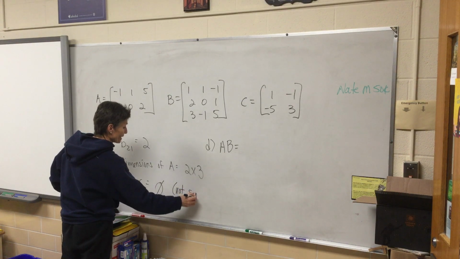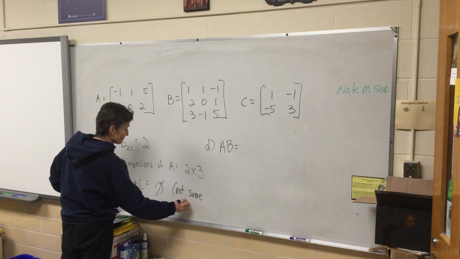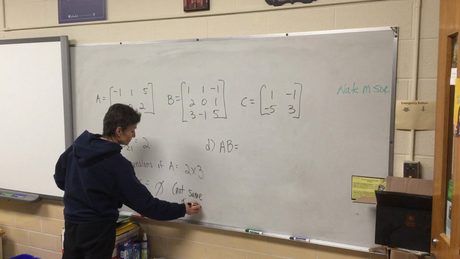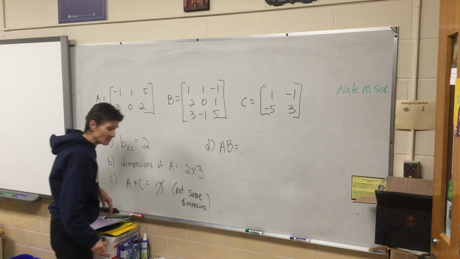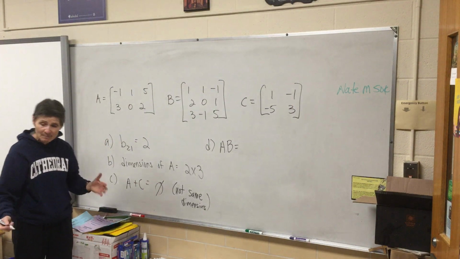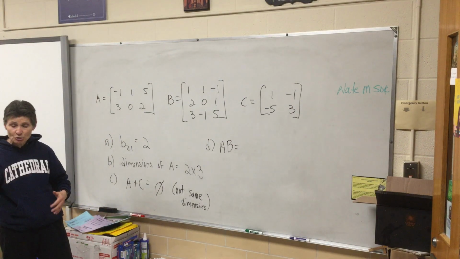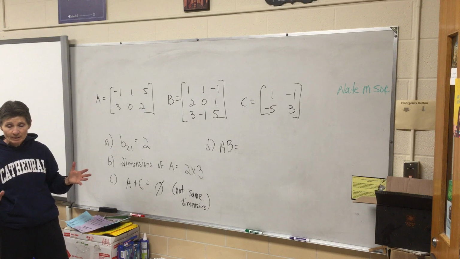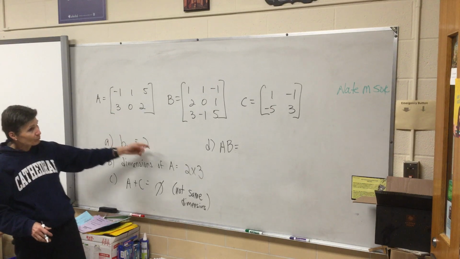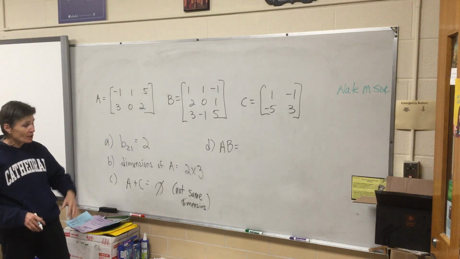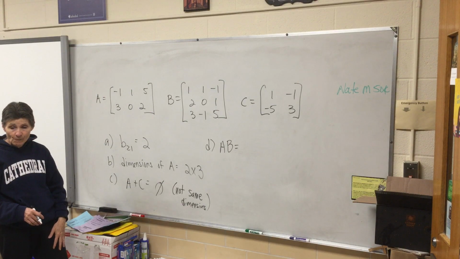They're not the same dimensions. They don't have to be square. They just got to be the same. So if you have a 2 by 3 and a 2 by 3, that's fine. But you can't add a 2 by 3 and a 2 by 2. That just won't work.